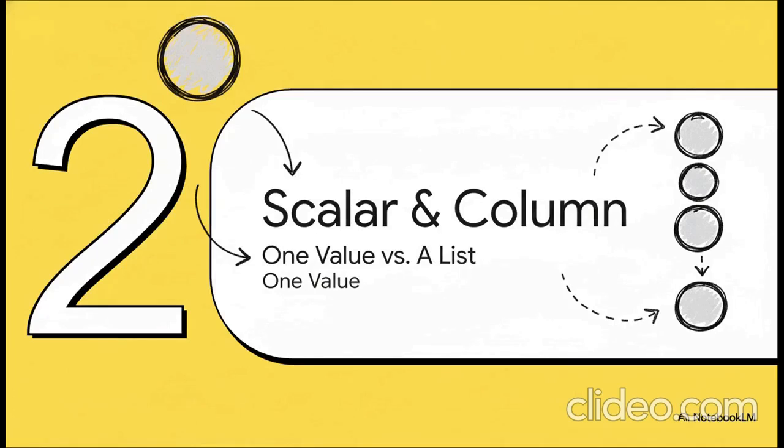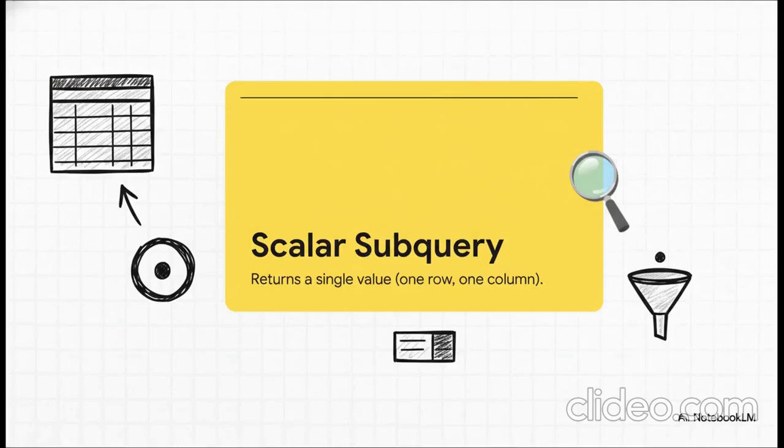So let's start with the two you're going to see most often: scalar and column subqueries. The key difference here is super simple. Are we getting back one single number, or are we getting back a whole list of them? First up is the scalar subquery. Now, scalar sounds kind of fancy, but it's really just a word for a single value. That's all. This subquery returns exactly one row and one column.